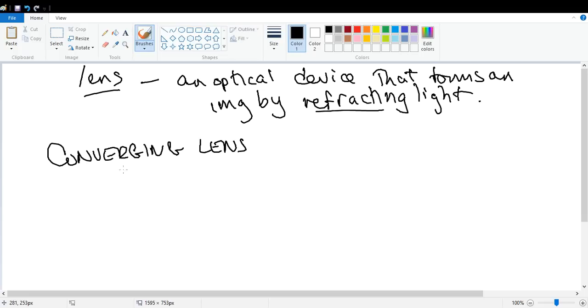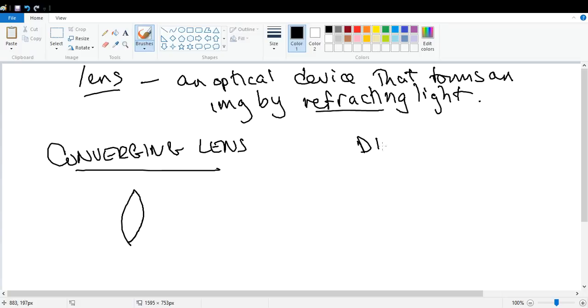A converging lens is oriented like this. It is called biconvex because it is made of two convex mirrors. You could think of it as basically two convex mirrors that converge into one another. So it's one on the left, one on the right. So you have sort of a device that's curving inward to itself.